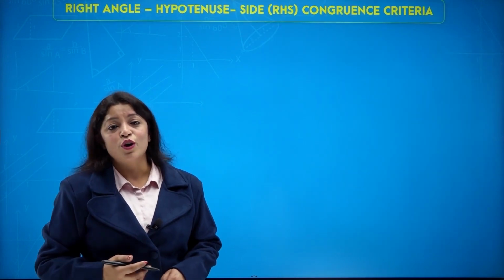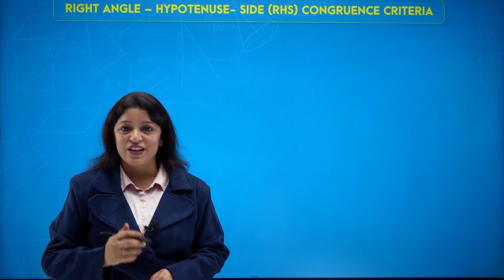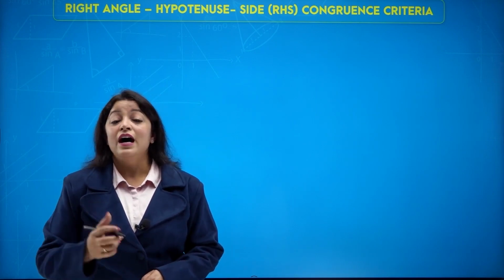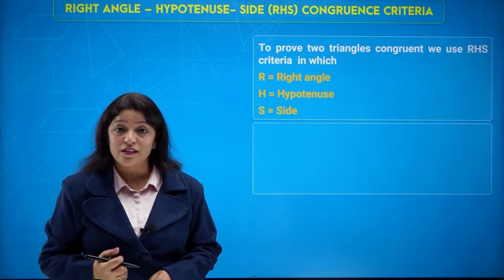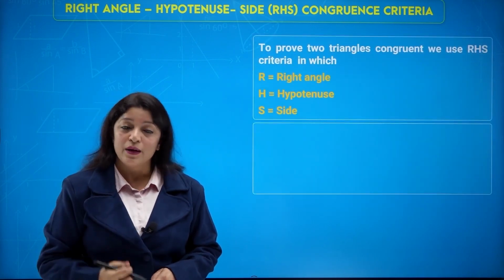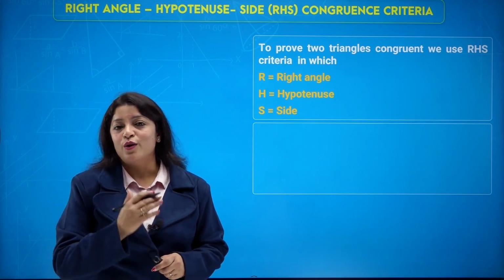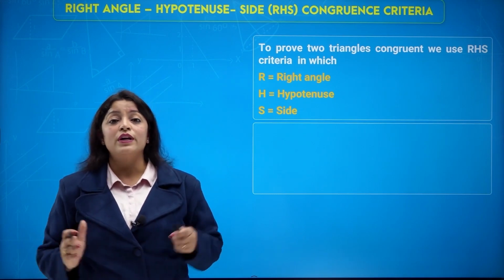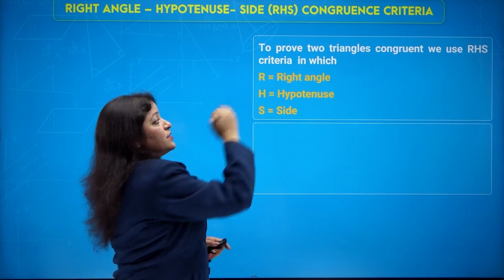Let us now move on to the next property, that is the RHS congruence criteria. Now here, this is also a very interesting one. In RHS, R stands for right angle, H stands for hypotenuse and S stands for side. Now it is very clear that it is applicable only in case of right angled triangles, because the first criterion is the right angle.